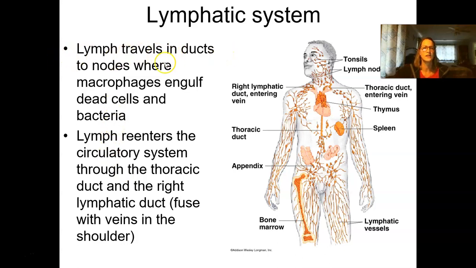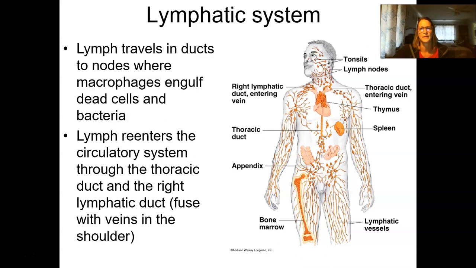The lymph travels in ducts to nodes where macrophages, remember that's a type of white blood cell, are found. You might notice that you've got lymph nodes on your neck. They're pretty easy to feel. They're right here. When you have a sore throat or a cold, a lot of times those get inflamed. That's because there's an infection and the white blood cells multiply, and they're there to eat up all of the viruses or whatever is causing your infection. So the macrophages engulf dead cells, viruses, and bacteria.